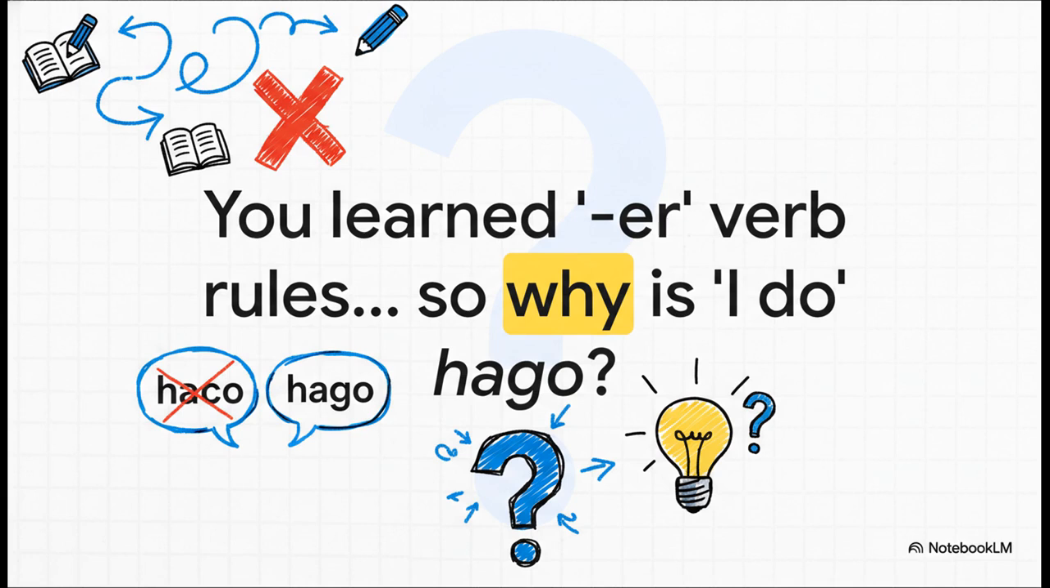So you spend all this time learning the rules, right? You know that for an ER verb like comer, I eat is yo como. It's logical. So when you see the verb hacer, which means to do, you think, okay, I do must be yo hago. Makes sense, but it's wrong. It's hago. And it just feels totally random. But what if I told you it's not random at all? There's actually a secret pattern hiding right there.